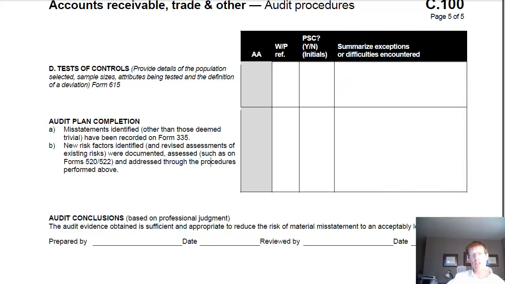So that brings us to the end of this lesson, and hopefully you now have a better understanding of what is included in an audit program and how specifically we actually go about auditing an account balance or a transaction cycle, such as the accounts receivable example I've used here.